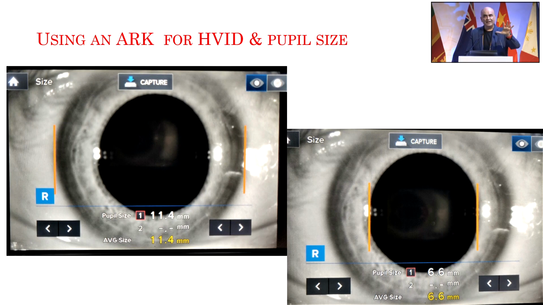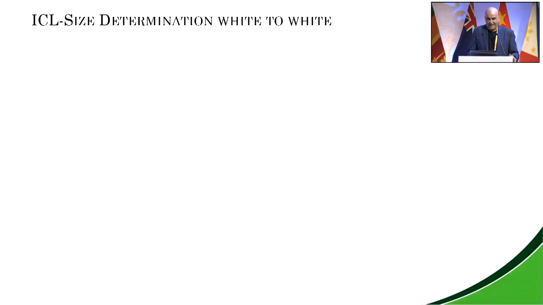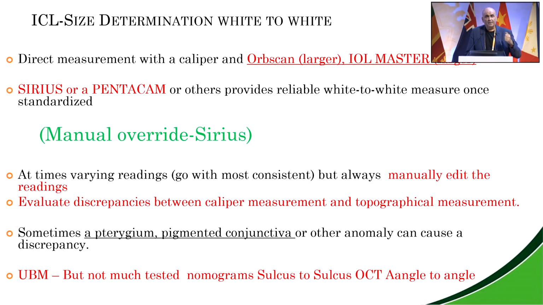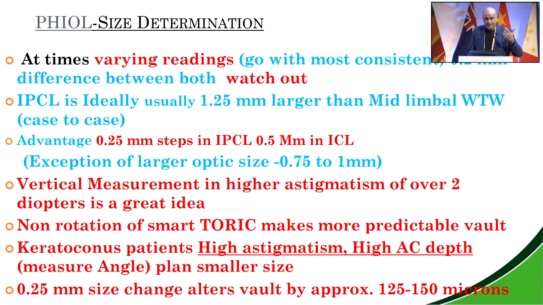Use 3 or 4 readings. Over time, you'll get a hang of it. If you're using a Pentacam or a Cirrus, do a manual override for that. I think I'll skip this. Yeah, this is important. In case you have high astigmatism, I recommend doing a vertical white to white also, because sometimes you could land up with a vault which is unexpected.